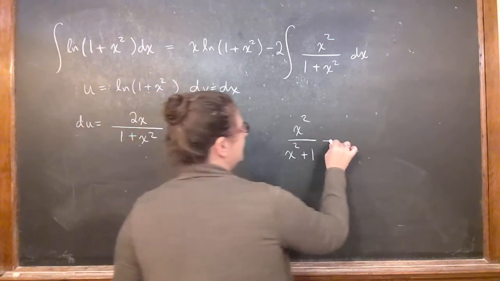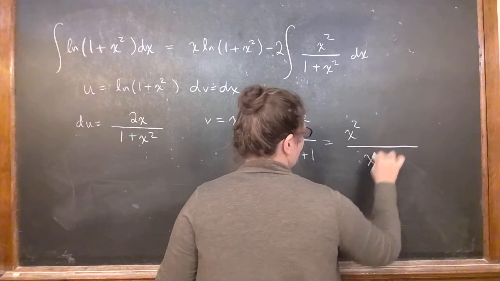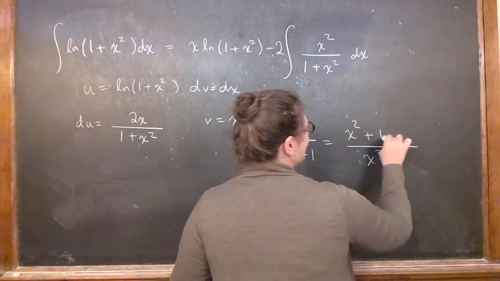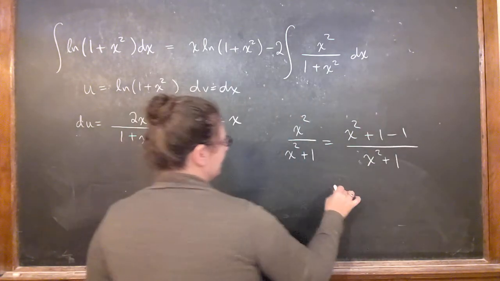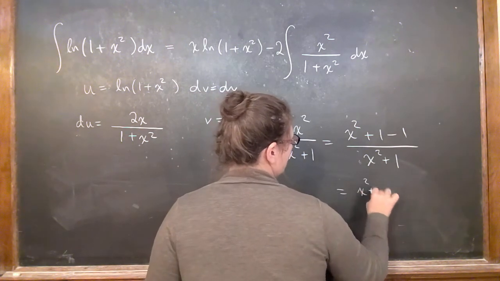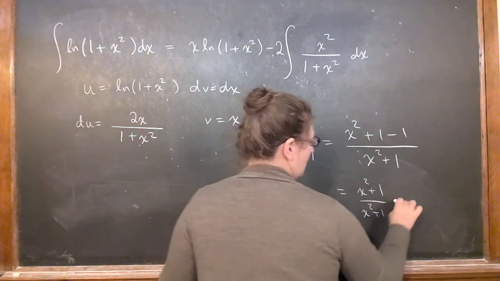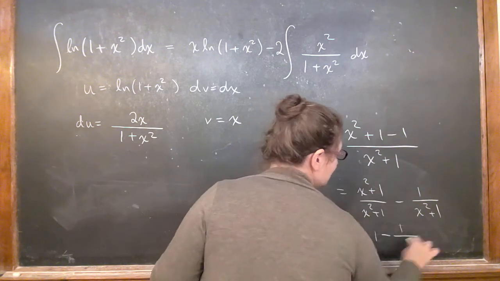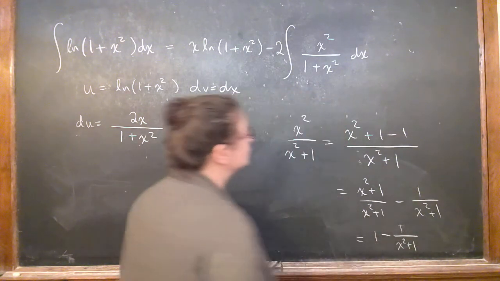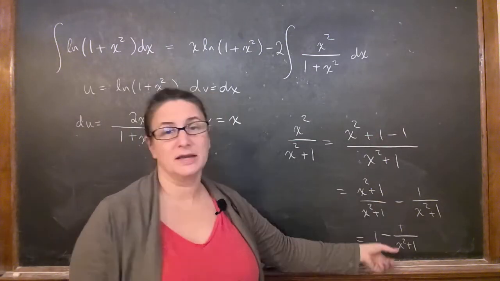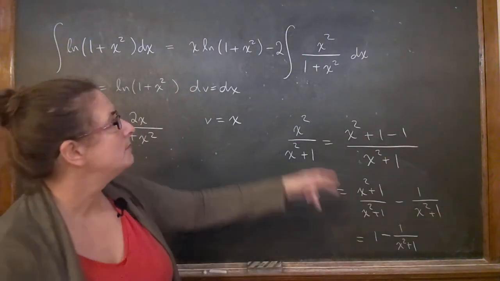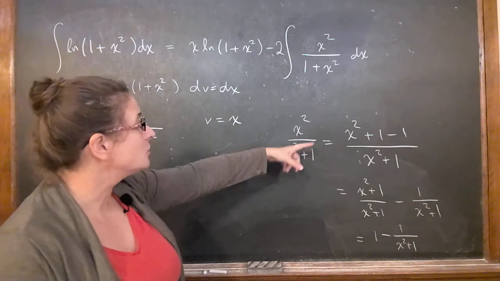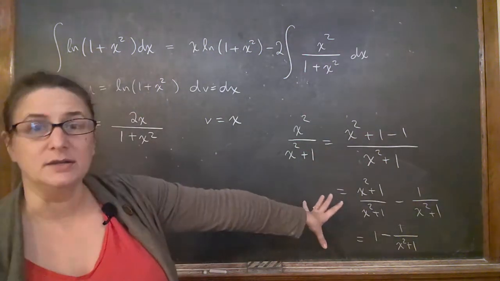So notice, they're really close, right? So I can do plus 1 minus 1, right? Plus 1 minus 1 is 0. So x squared plus 1 over x squared plus 1 minus 1 over x squared plus 1. So sometimes I can rearrange with a clever little trick. Now, this, of course, is easy because it's just x minus inverse tan. But notice that I needed to do something. So if I see something like this, you can go ahead and do something like that.